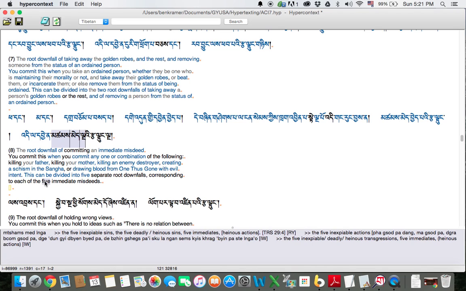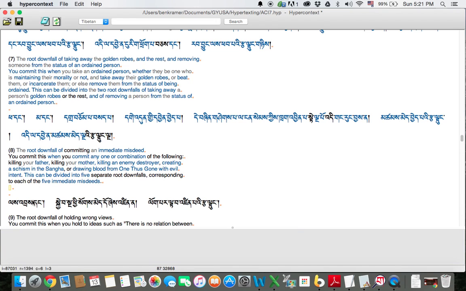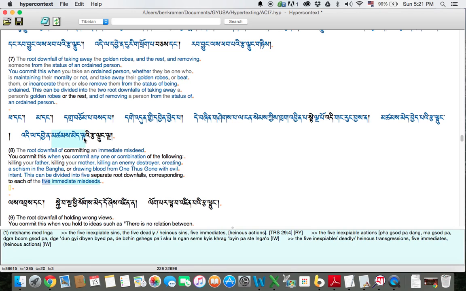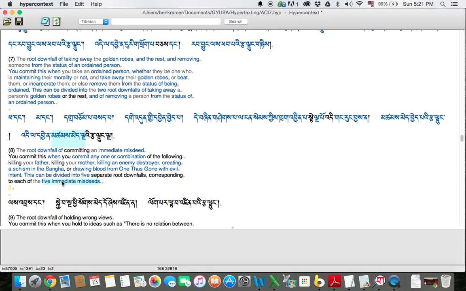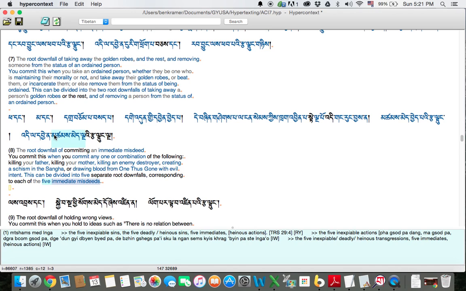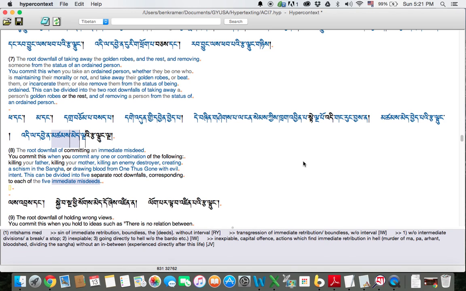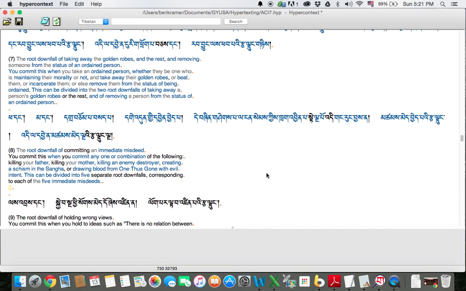Okay, five immediate misdeeds. I'm graying that and then splitting it out. Immediate misdeeds, in this context, is the summary. Here's just the summary. Okay, cool. So it's only when it's the five immediate.